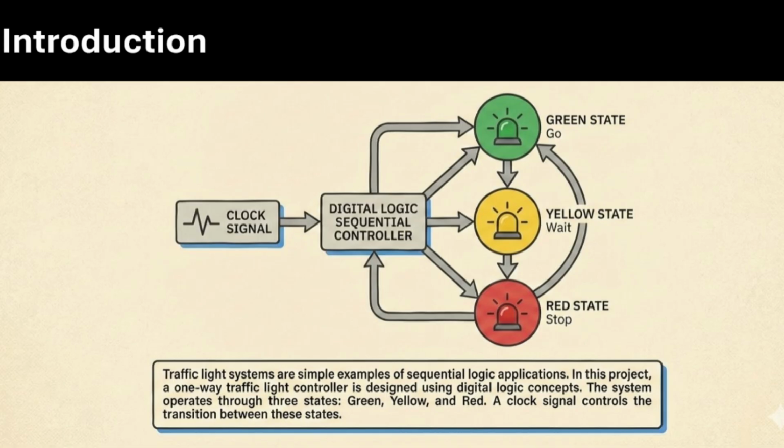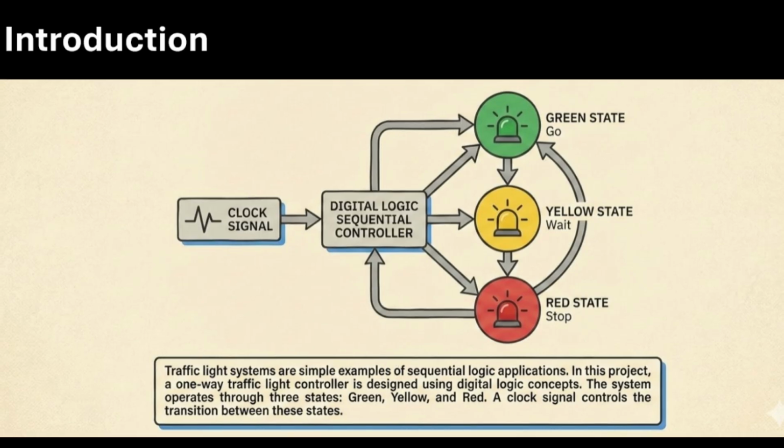The system operates in three main states. Green state, go, allows vehicles to move. Yellow state, wait, warns that the signal is about to change. Red state, stop vehicles. The control changes from one state to another in a fixed sequence: green to yellow to red to green, based on clock timing.